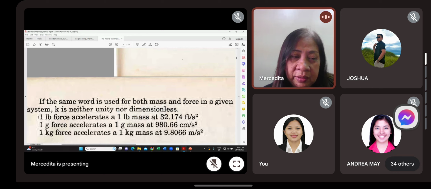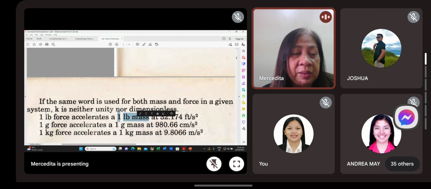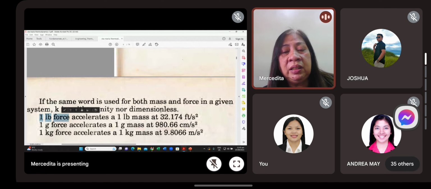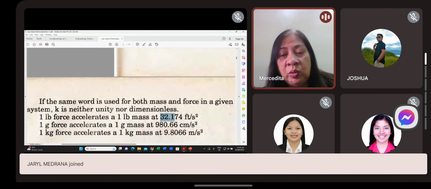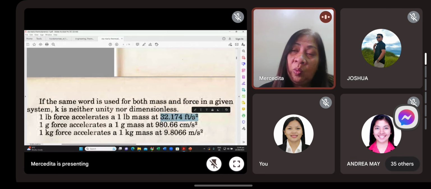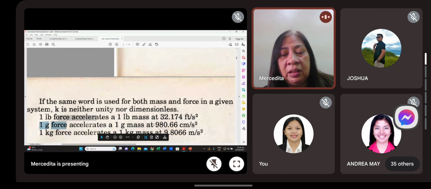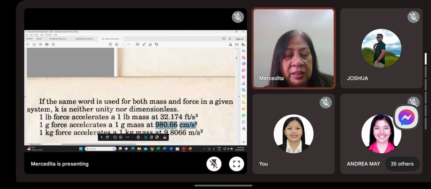with 1 pound force, so kanina yung ating FPS is slug mass, this time pound mass naman siya. If you subject this 1 pound mass with 1 pound force, the resulting acceleration is 32.174 feet per second. Okay, hindi na siya 1 feet per second. 32.174 na siya. Ganun din sa CGS, if you accelerate 1 kilogram mass at 1 kilogram force, so that the resulting acceleration is 960.66 cm per second square.